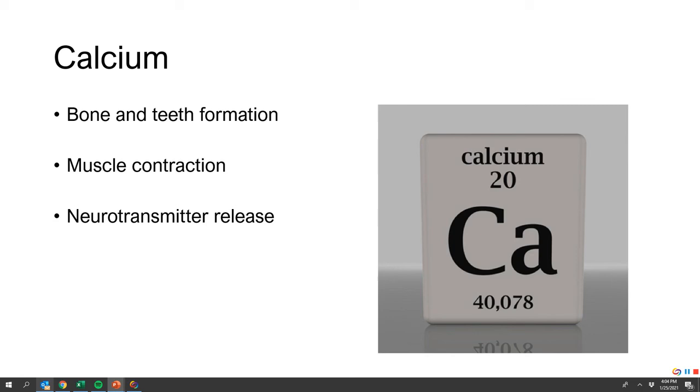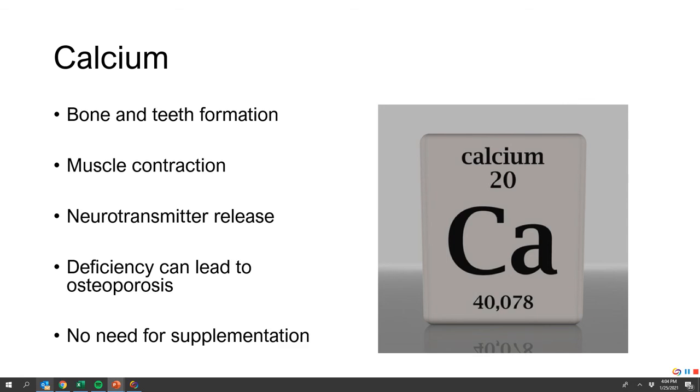Okay, if you don't have a lot of calcium, especially since it's related closely to bone and teeth formation, this can lead to osteoporosis. However, generally speaking, people don't need supplementation for calcium.